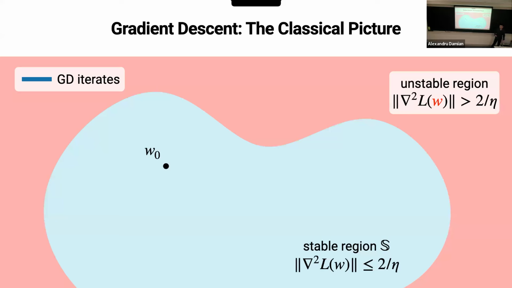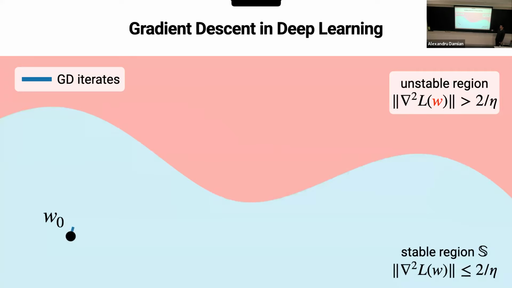So what is the picture? What are we really saying here? So the classical picture of gradient descent is that there's some stable region in which the Hessian is small. This is the region in which you expect gradient descent to work. And inside of this region, you just hope that you stay inside this region so that you can get convergence. But the real picture of gradient descent in deep learning is very different. It all operates at the boundary.